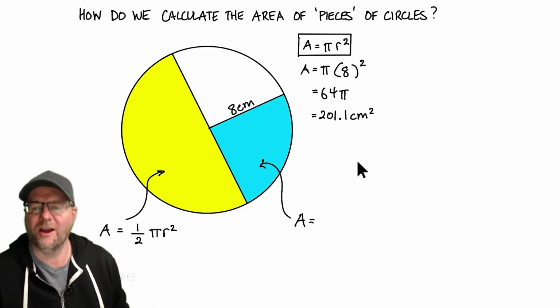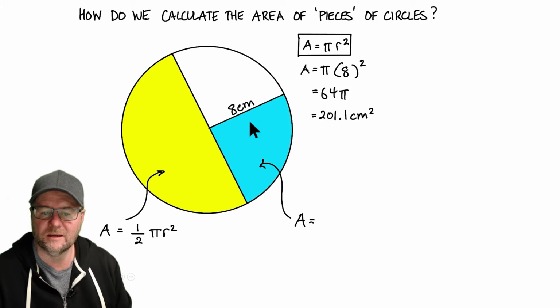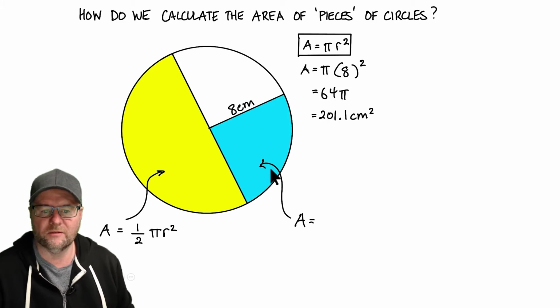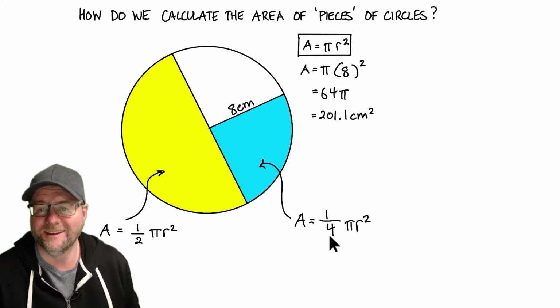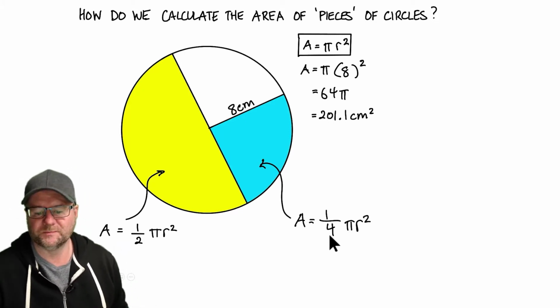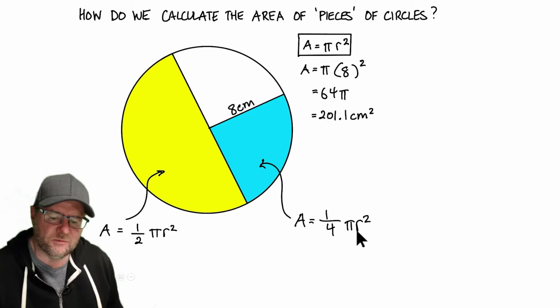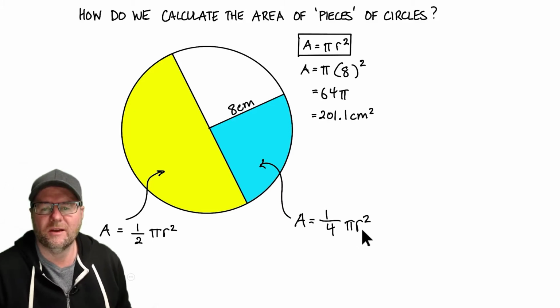Same deal here. What if I only want to keep a quarter, just the blue piece of the circle? Well, the fraction I'm going to put in front of this formula will be a quarter, because I'm only keeping a quarter of the circle. Quarter times pi times the radius squared. So if I know the radius, I'm good to go. I can plug them in and I can work out the area for just, say, a half or a quarter.